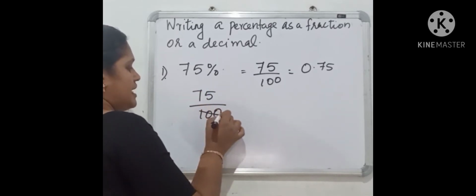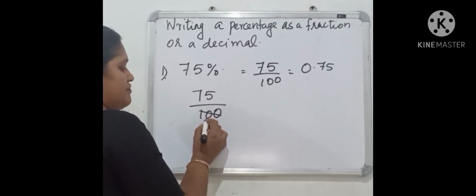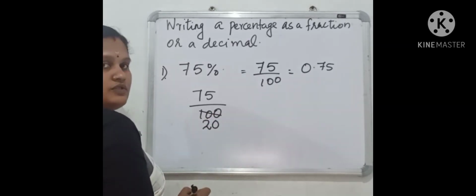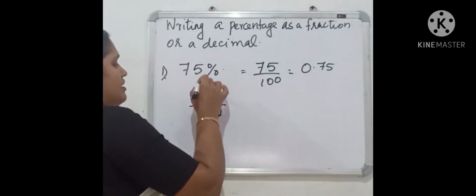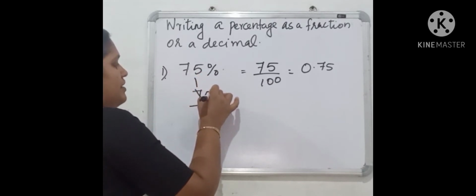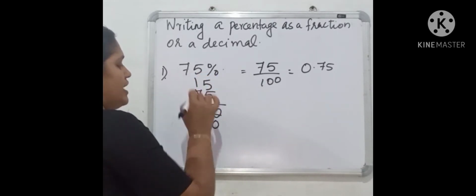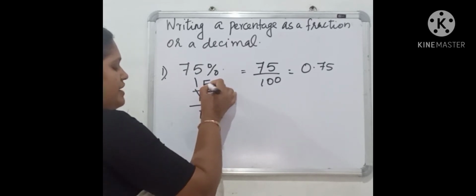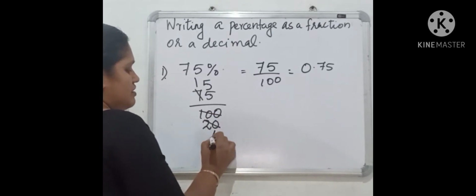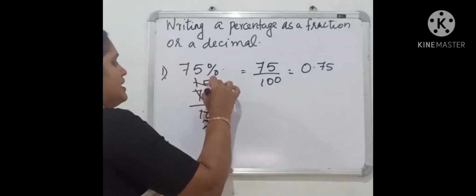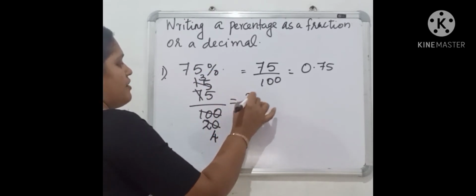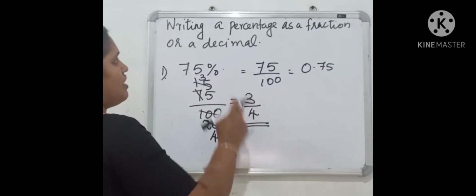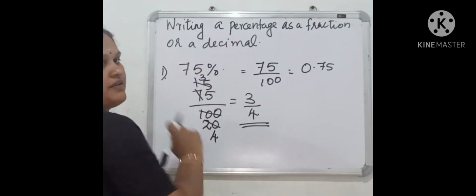We can cut both sides by 5. In 10, how many 5s? 2 5s are 10. In 0, 0 times. In 7, 1 time. In 25, 5 times. Again we can cut both sides by 5 because here the units place digit is 0, here is 5. 4 5s are 20, here 3. So 3 by 4 is the simplest form or fraction of this percentage 75.